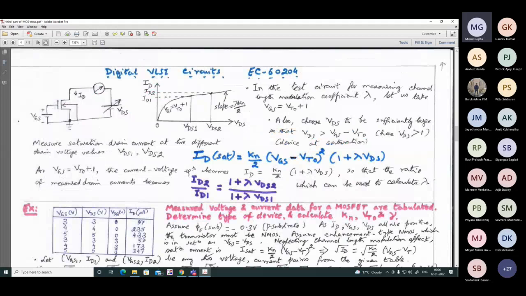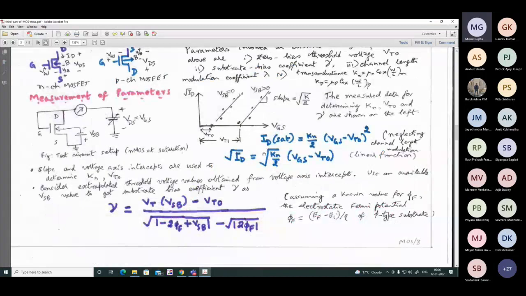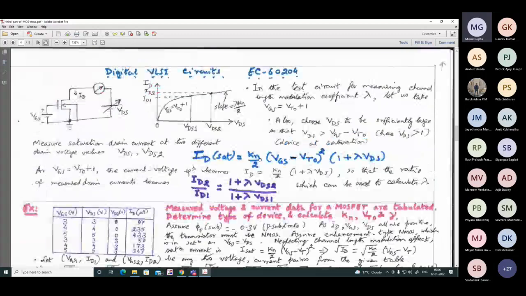Why is it so? If suppose you have got an idea, having measured the zero bias threshold voltage from this earlier experiment, also VT1, now you have got a fairly clear idea of VT0. Suppose VT0 is found out to be 1.3 volt, then you keep VGS to be just 1 volt above that. So in the test circuit for measuring the channel length modulation, this is the second test setup, which is merely to help us calculate lambda, the channel length modulation coefficient.